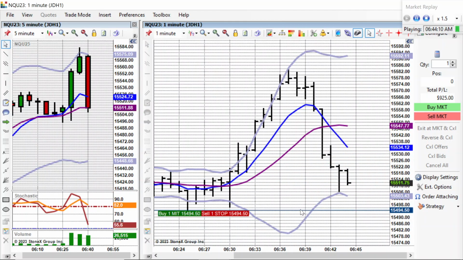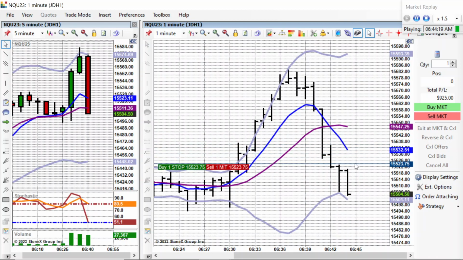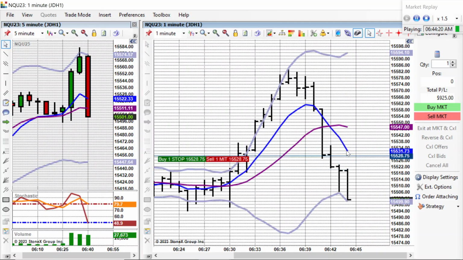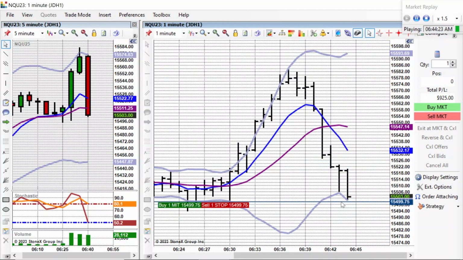I try to get into these breakouts in advance, as close as possible to the ADMA line. I try to enter all trades as close as possible to that blue ADMA line. As you'll see, as it gets close to these Bollinger Bands, the tendency is to bounce back upwards towards that.